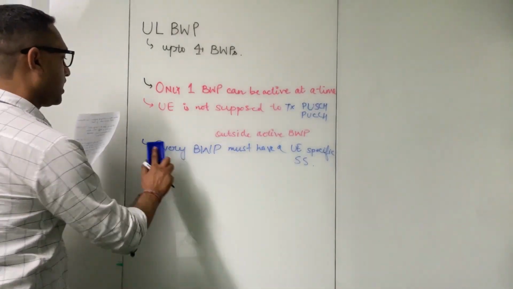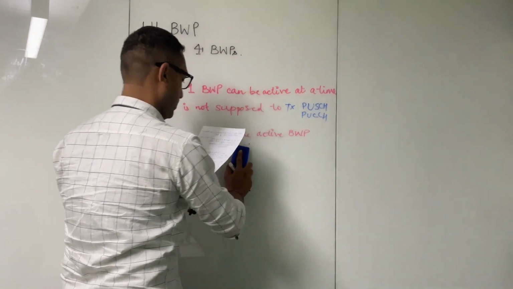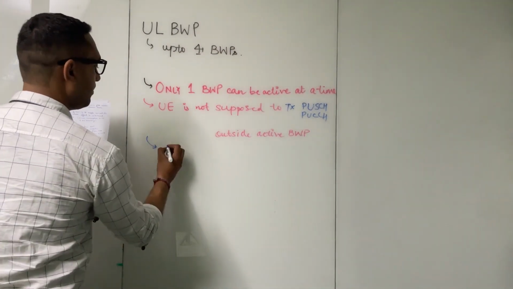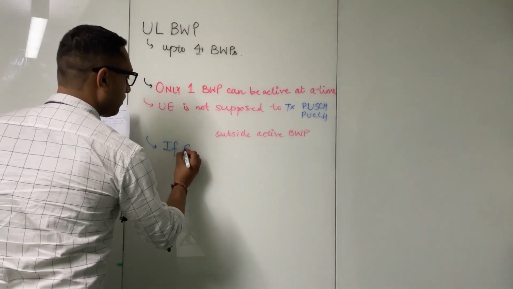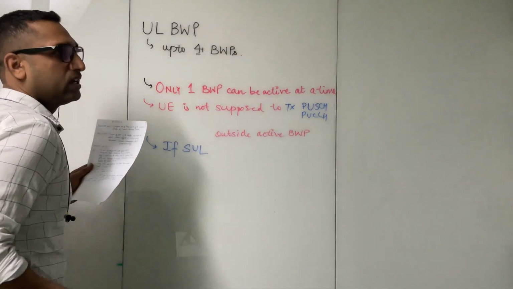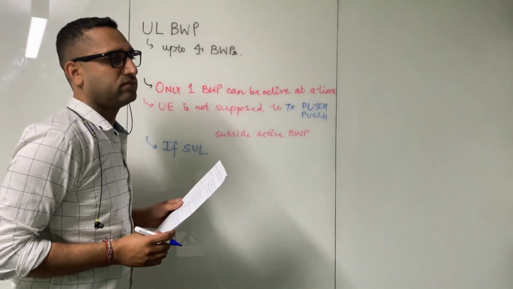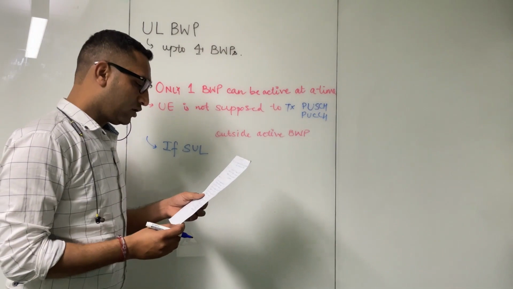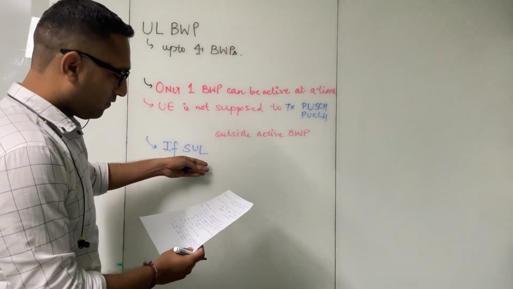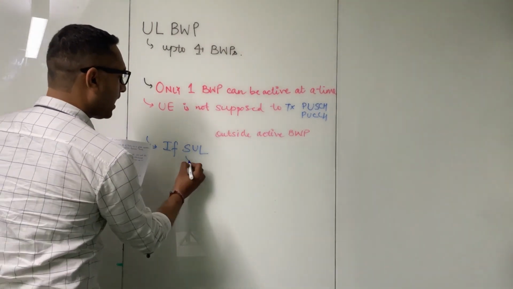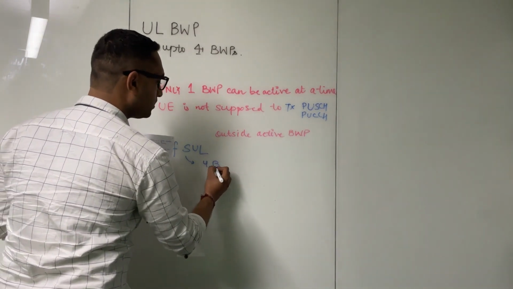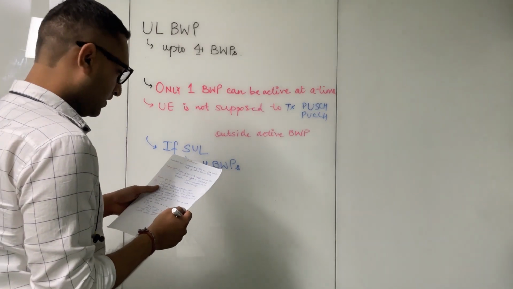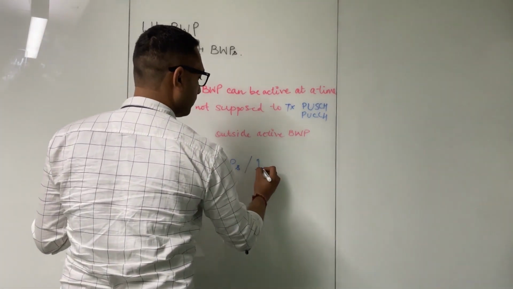And the last thing, an important one: if the UE has been configured with a supplementary uplink, that's another kind of uplink that is used to better the coverage at the cell corners. So if a UE has been configured with a supplementary uplink, this can have its own 4 BWPs itself. And again, only one active.